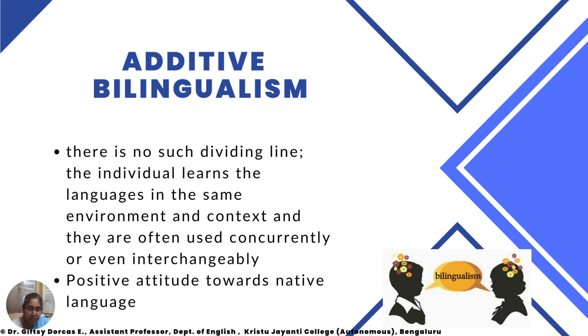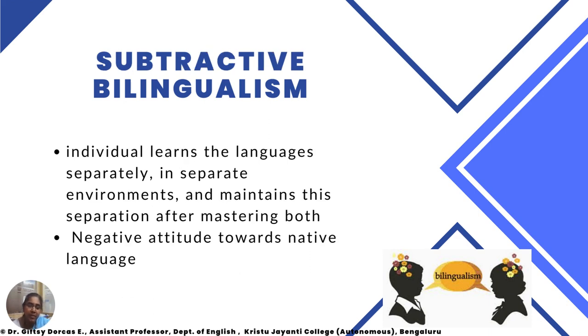Both are on par with each other, and they are learned together. Whereas in subtractive bilingualism, it is quite different. The individual learner begins to separate the two languages, and they start comparing them. Often a negative attitude is formed towards the native language. They start considering that the second language which they acquire is far superior to the native language or mother tongue which they have already been learning. So there is a subtraction, or a change in attitude of the learner towards one of the languages. So this is the classification of bilingualism.